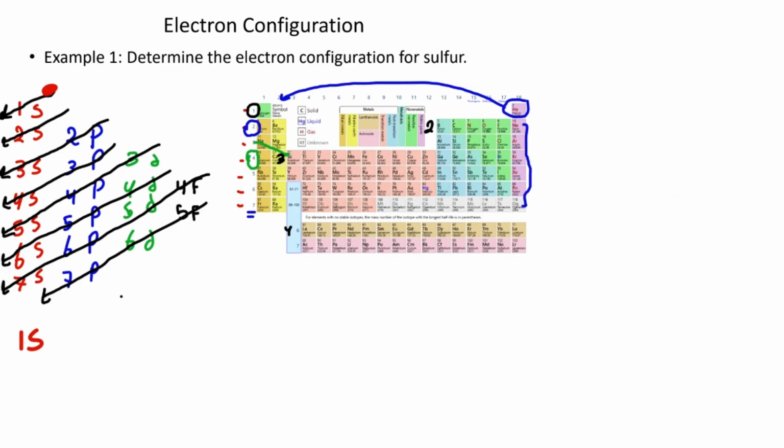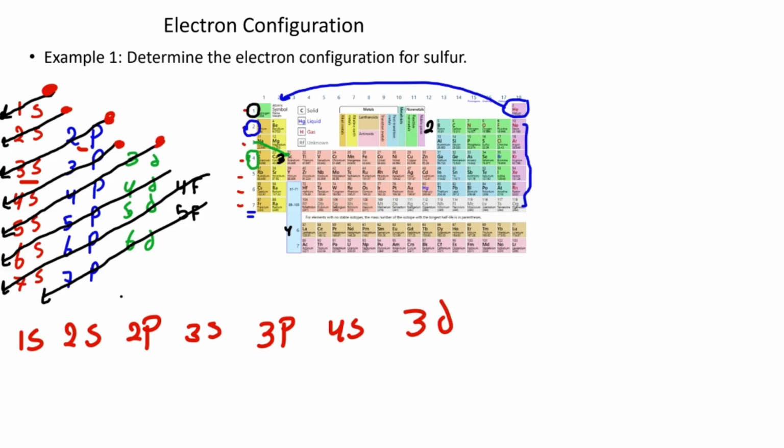Then the line will end. The second line will start with 2s, and then the line will end. The third line will start with 2p, then 3s, so we are going to write 2p, then 3s. The fourth line will start with a 3p, then 4s. The fifth one will start with a 3d, 4p, and finally 5s. Then you are going to start with the next line, etc.